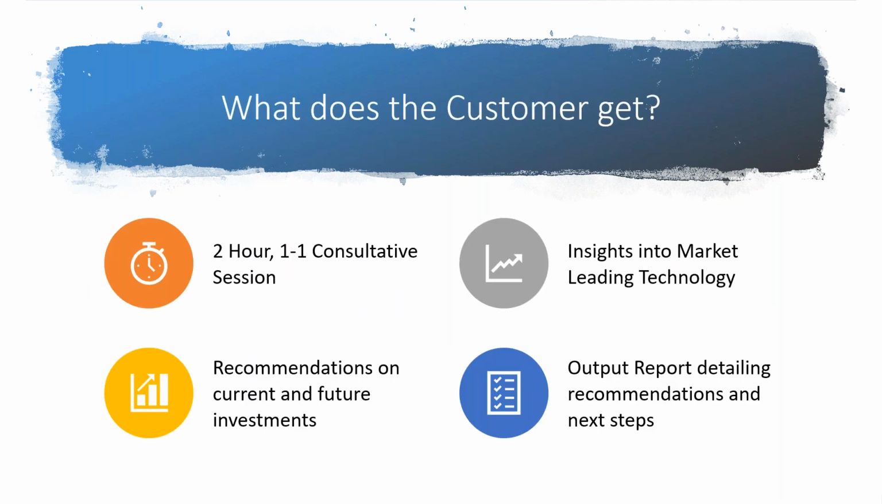What do you get out of it? A 2-hour one-on-one session, some recommendations on current and future investments. But probably one of the most valuable things that we've seen is the output report that you get out the back of it. The output report will give you recommendations and information that we spoke about during the session, and pretty much paint a picture of how you can move that forward, what next steps should be made.